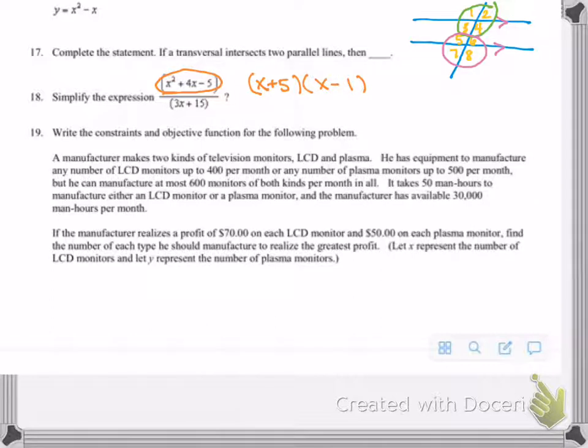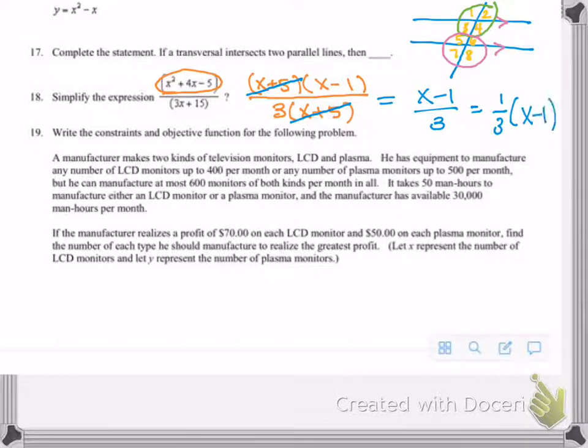In the denominator, we're going to have a GCF, a common factor. If you notice, 3x and 15 are both divisible by 3. So I'm going to factor out the 3, and I have 3 times x plus 5. Now notice that we have the same factor, the x plus 5, on the numerator and in the denominator. And so we can simplify because when you divide anything by itself, you get a 1. So I'm going to have x minus 1 divided by 3. Another way you can write that is 1/3 times x minus 1.